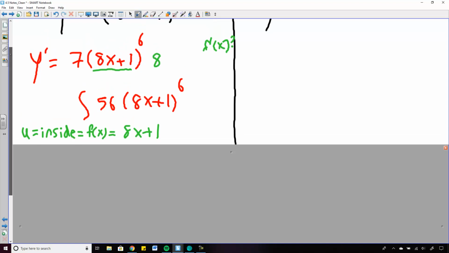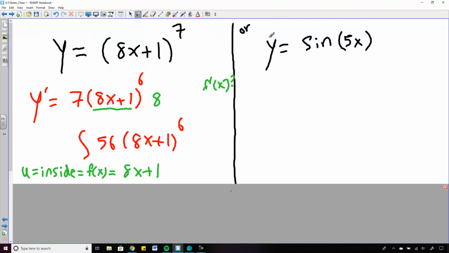Let's do some more of these. This one is sine of 5x. Let's think about this for a second. So y prime would equal cosine. We derived the outside function, we just took the derivative of that, and we leave alone the inside. This inner part is what's going to be green, and its derivative is 5.